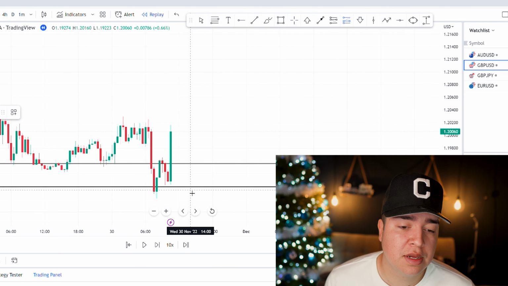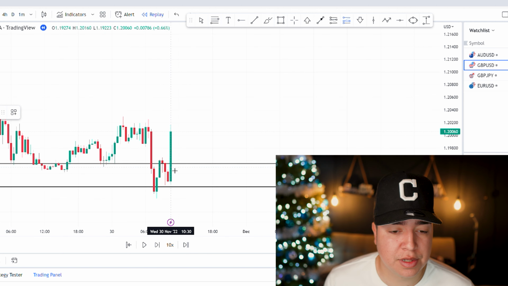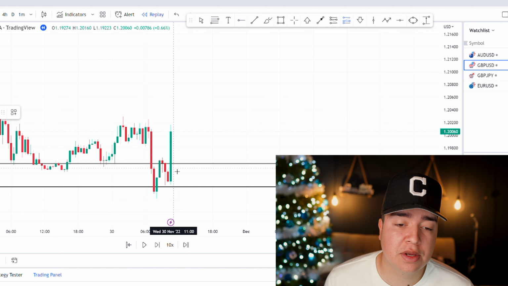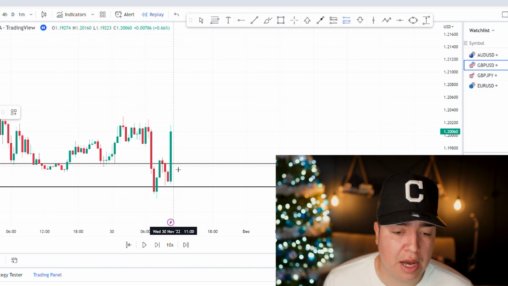I would have got in once it broke this candle high right here. But you know, you can't see that on backtesting. It only shows the whole candle. But you could enter right there. You could enter on the close, whatever you want to do. I would enter it right here.